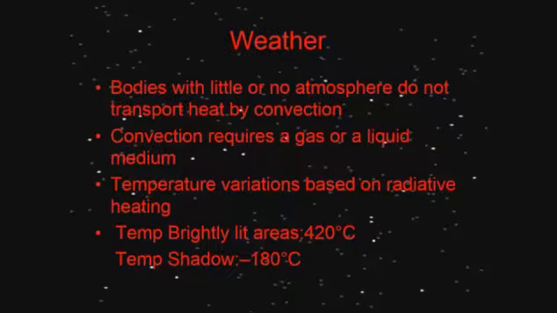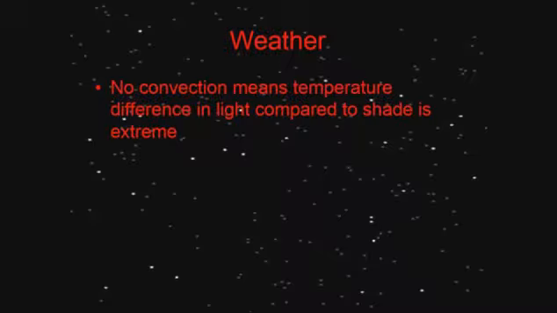So bodies with little or no atmosphere don't have convectional effects, and that requires some gas or liquid. And if everything's based on radiative heating, the temperature in areas with direct sunlight can be up to 400 Celsius, and the temperatures in the shade to negative 180. Much more extreme than planets with an atmosphere. So no convection means the temperature difference between light and shade is very extreme.